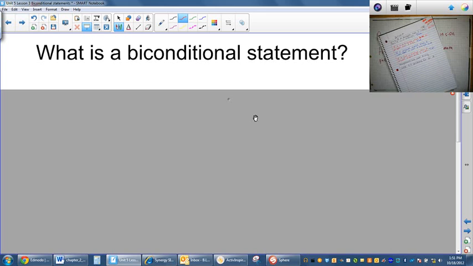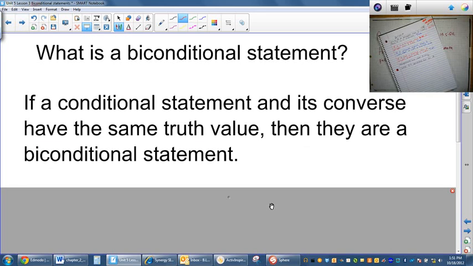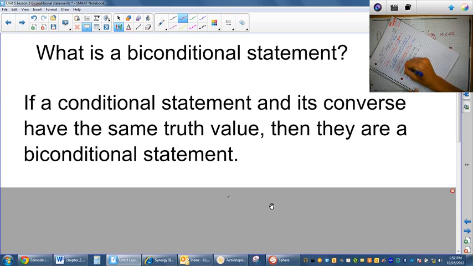What is a biconditional statement? This is your last definition for this week. If a conditional statement and its converse have the same truth value, then they are biconditional.